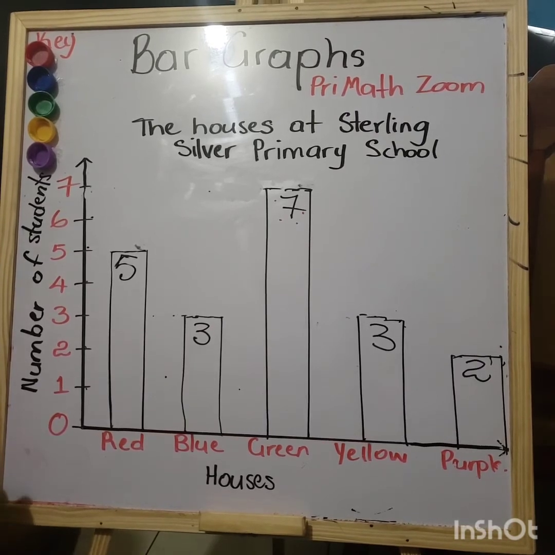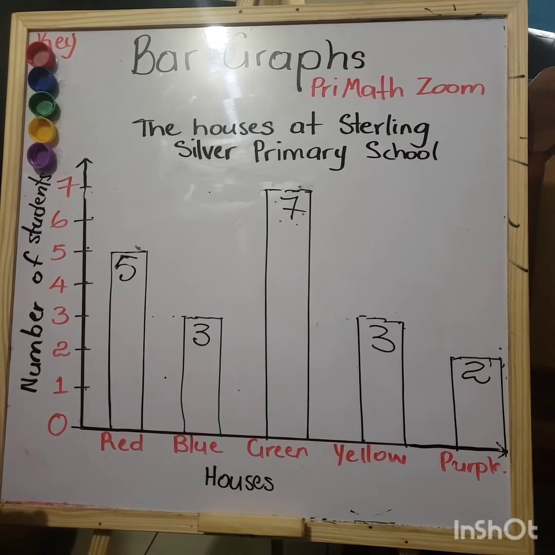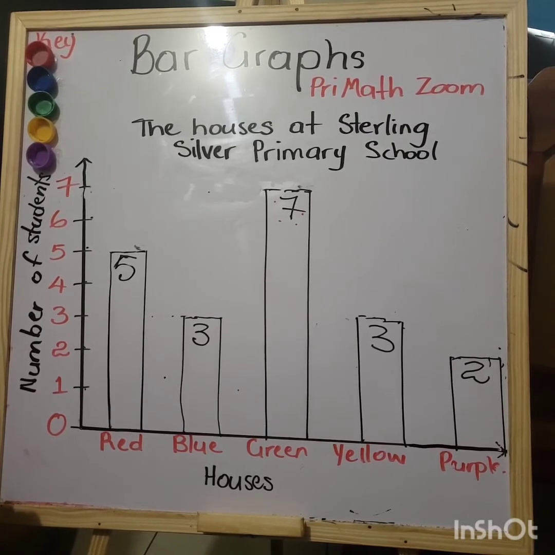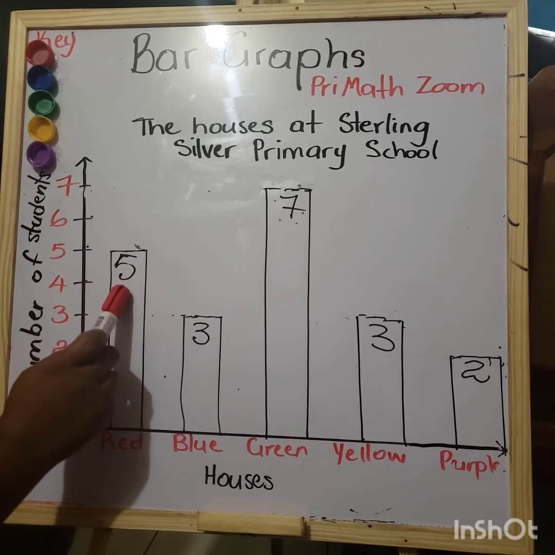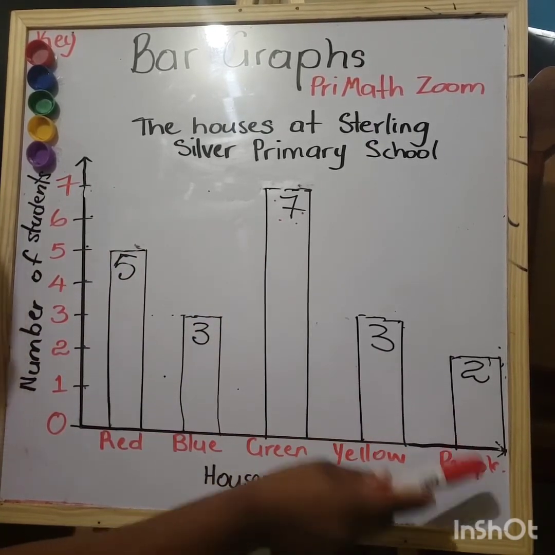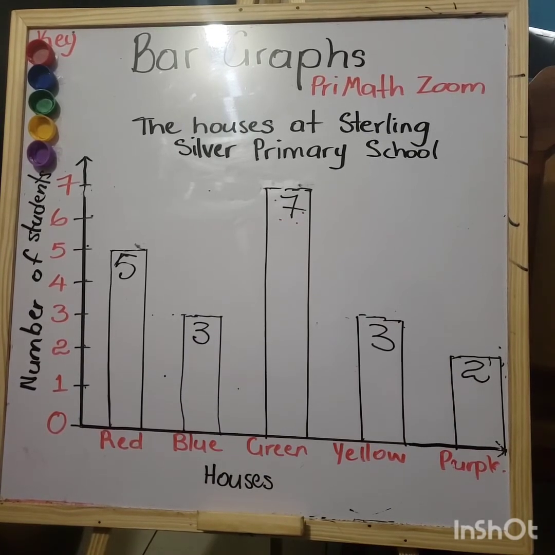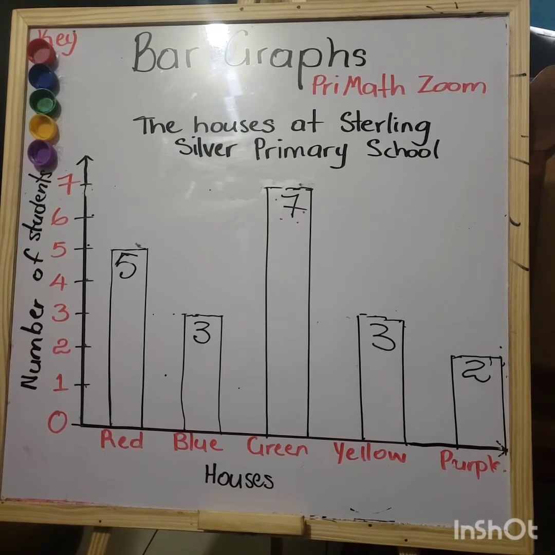Now, which house is least popular? What do we mean by least popular? Right. Which house has the least amount of students? So we have 5 in red, 3 in blue, 7 in green, 3 in yellow, 2 in purple. Yes, so purple house has the least number of students.